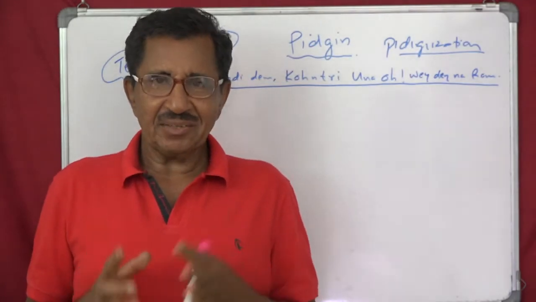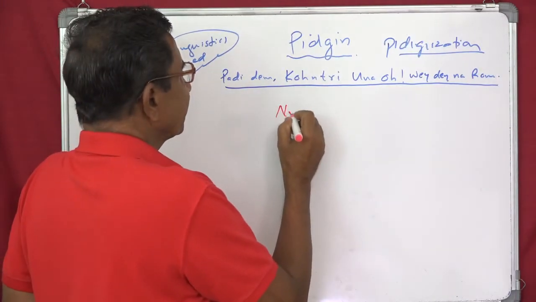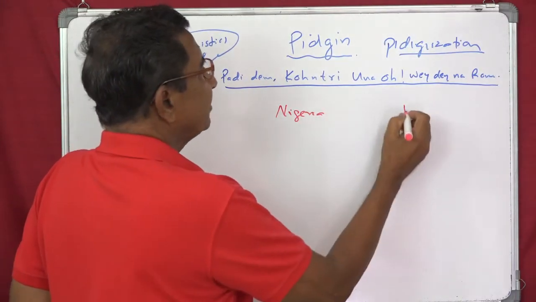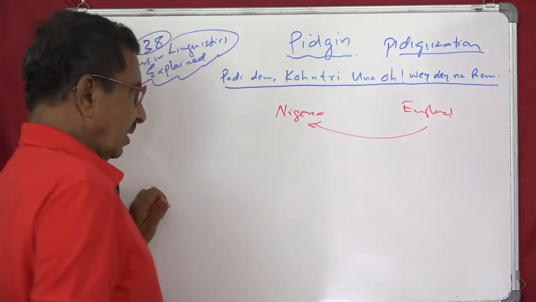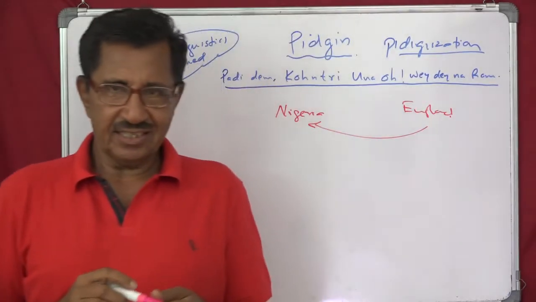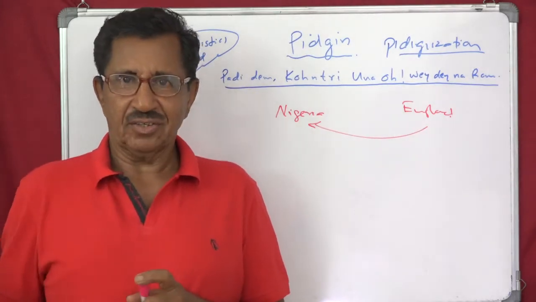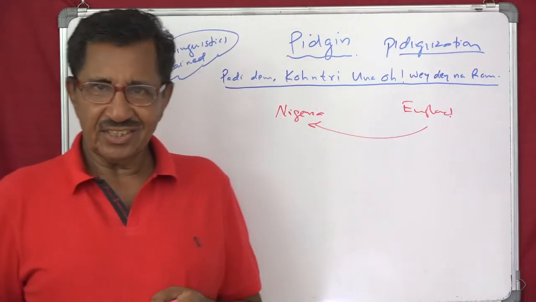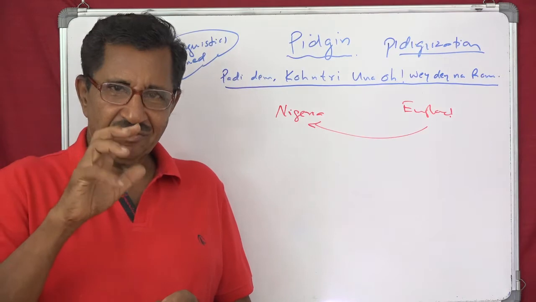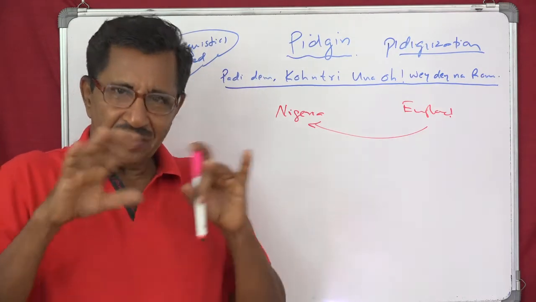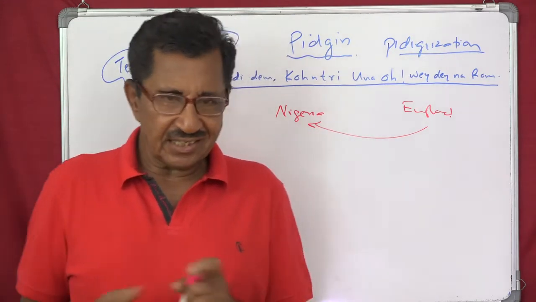A system of communication means, suppose, let's say Nigeria and England. And Englishmen go to Nigeria. They colonize it. What happens is that between them they have no common language to communicate. Nigerians don't know English and English people don't know Nigerian. So what do they do? They develop a kind of system just for communicating, say maybe for business purposes or maybe some cultural exchange and so on.